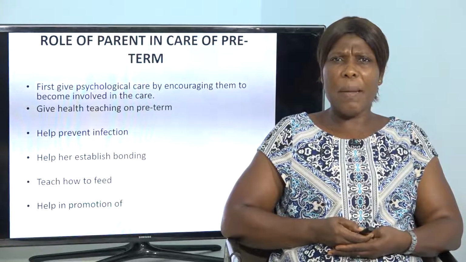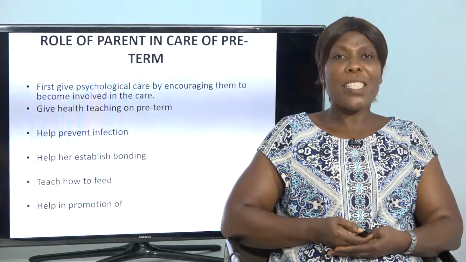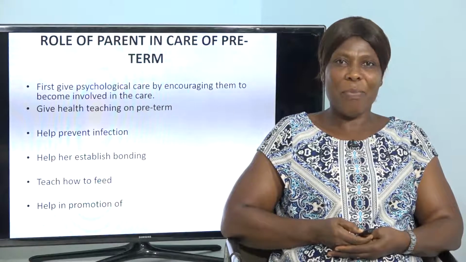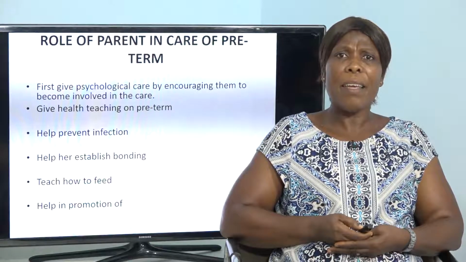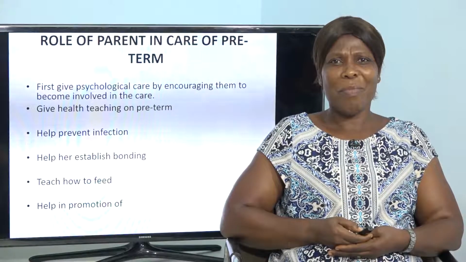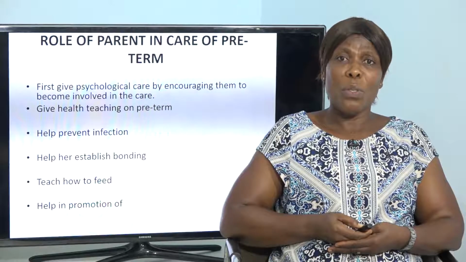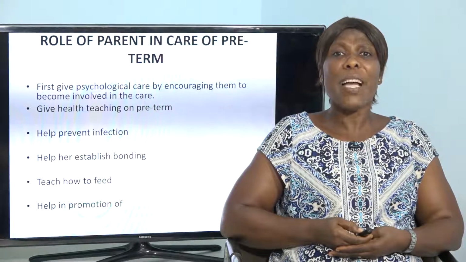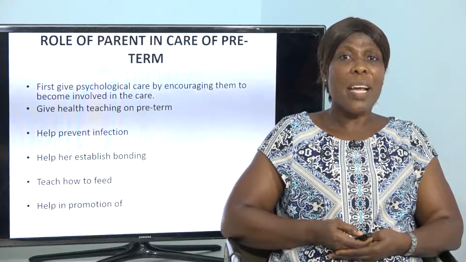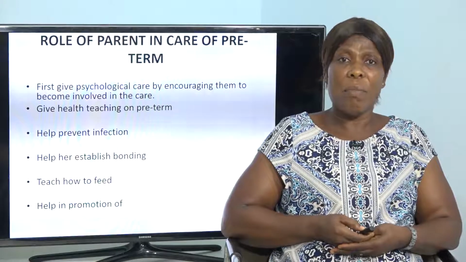What are the roles that the parents need to take in the care of preterm babies? First, we have to give them psychological care. We need to encourage them. We need to involve them in the care of the baby. Some of them run away and leave the babies for the nurses. So your first role as a nurse is that you need to provide psychological care for the mothers. You need to encourage them and involve them in the care of the baby so that they become familiar with the care of the baby.